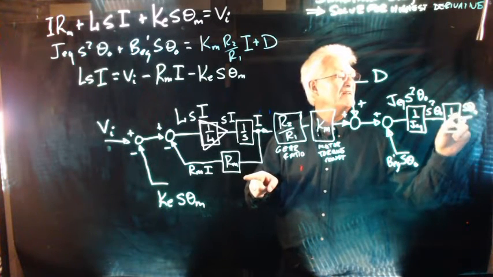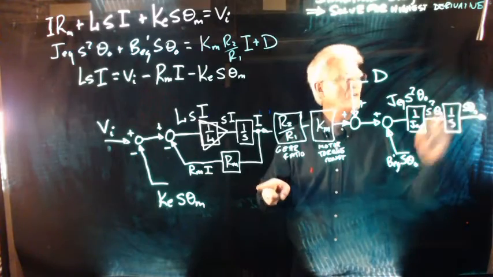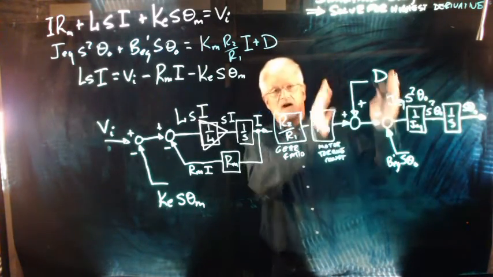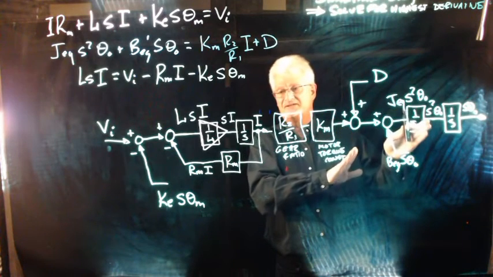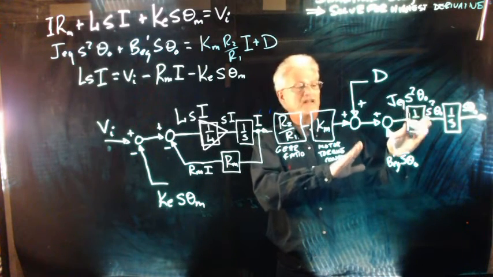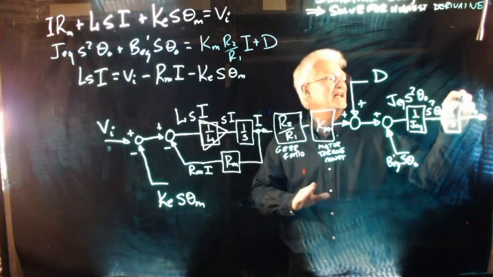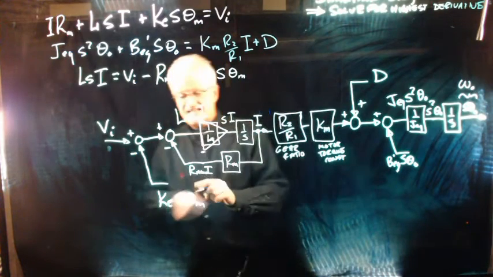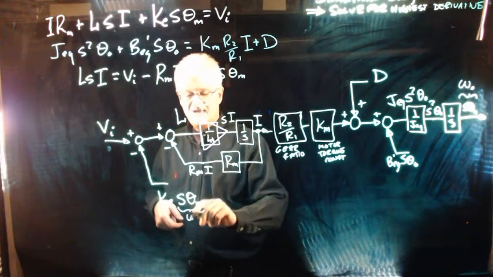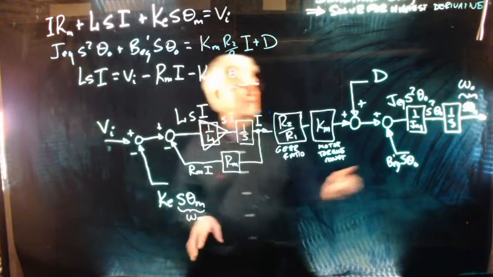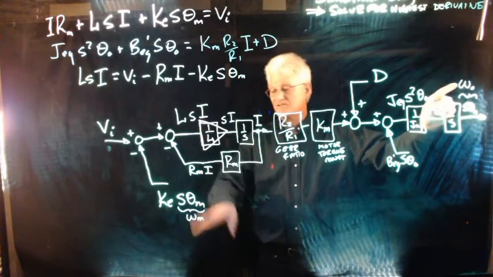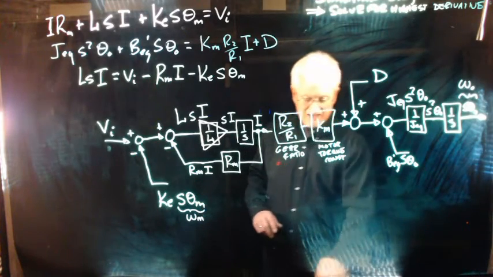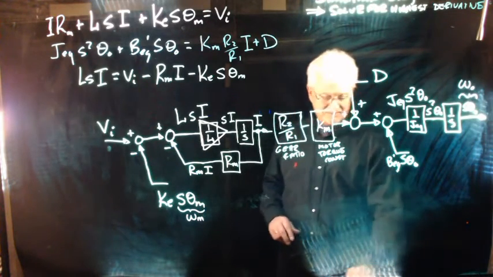Now, later on we're going to look at what the output position of the motor is. But right now, I'm going to say that s times theta out is omega out. And by that same token, over here, this is omega of the motor. Now, those are different, right? The output shaft goes at a different speed than the motor shaft. They're related by the gear ratio. We know that.